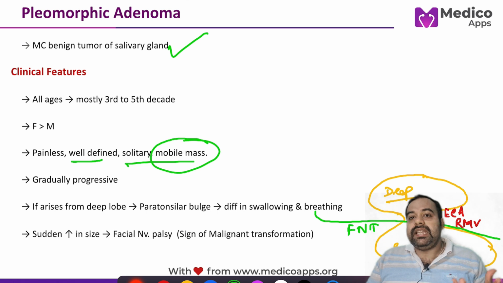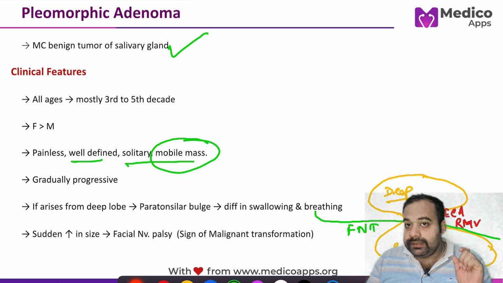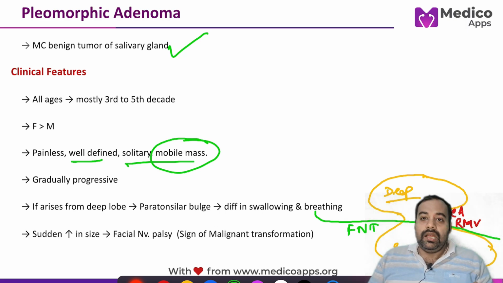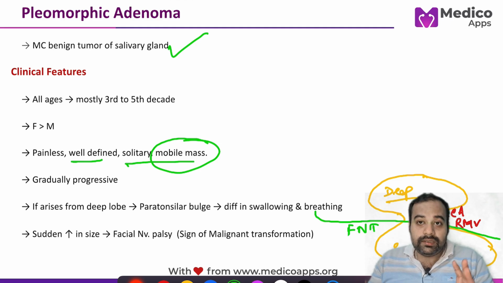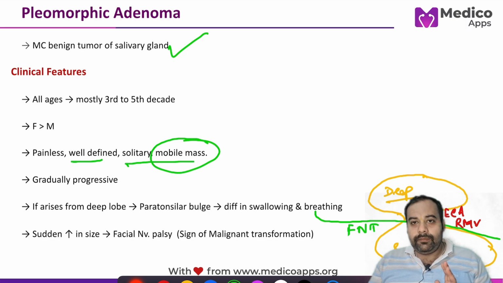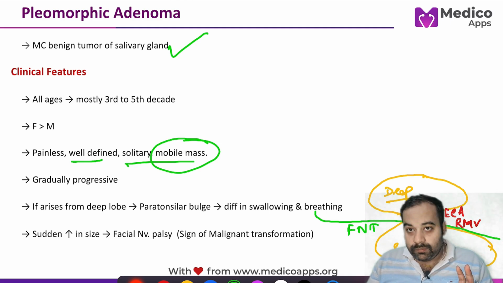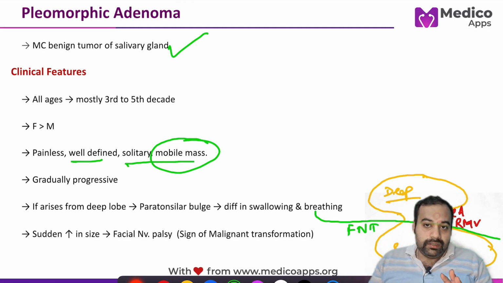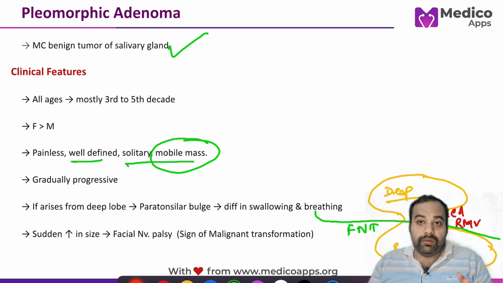Now, a sudden increase in size, and with that involvement of the facial nerve, facial nerve palsy, or features suggesting that, will eventually suggest to you a sudden onset malignant transformation of the pleomorphic adenoma. As we have already mentioned, pleomorphic adenoma is simply a benign tumor, but obviously it poses a risk of malignant transformation. So we have fair chances of that. The malignant transformation is eventually known as carcinoma ex pleomorphic adenoma.